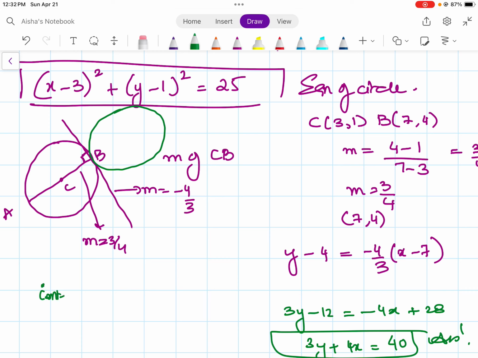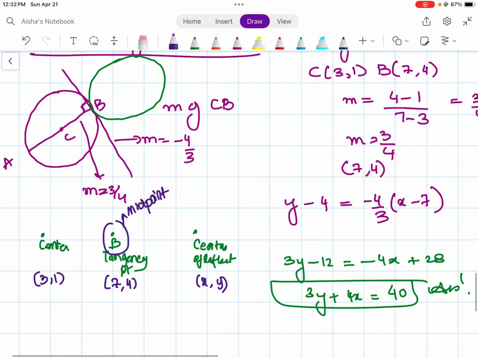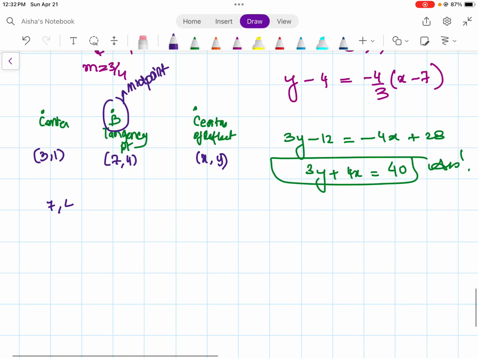This is the center C, the tangent point, and this is the center of the reflected circle. Can I say this is the midpoint? The center is (3, 1), this is (7, 4), and this is (x, y). Let's find out the value of x, y.